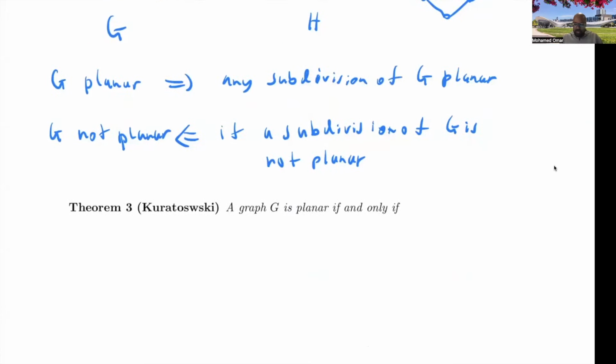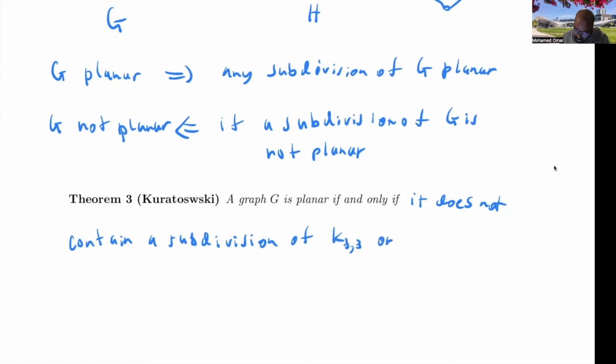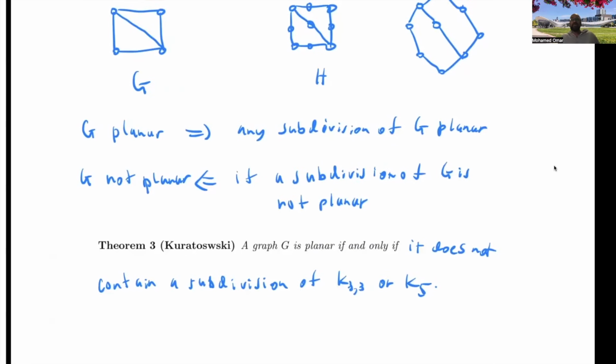So one thing that's really cool is there's this theorem that's quite complicated, that we don't cover in this course, that gives a full characterization of graphs that are planar. And it says a graph is planar if and only if it does not contain a subdivision of K3,3 or K5. So these two graphs, K3,3 and K5, that we certified are not planar, are actually special. So we know part of this.